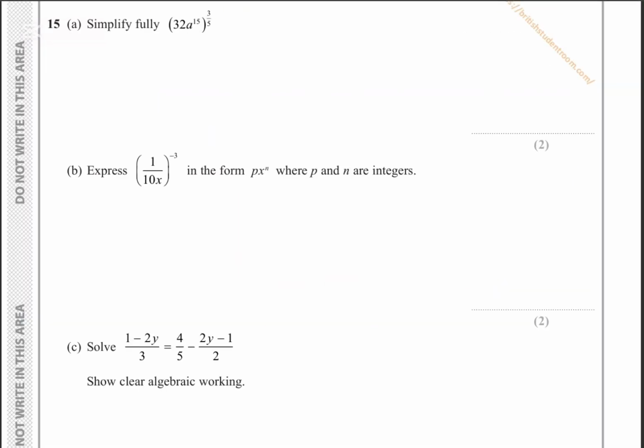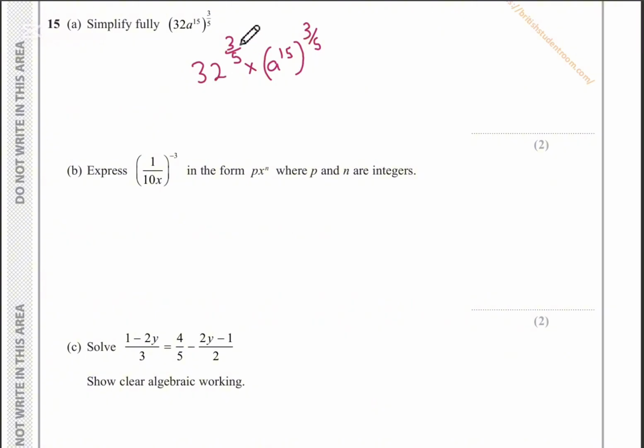Right, guys, question number 15. Simplify fully 32a to the power 15, the entire thing to the power 3 over 5. Very good question. Whenever you come across questions like this, you raise each term in the bracket to the power. That means I raise 32 to the power 3 over 5, and a to the power 15 also has to be raised to the power 3 over 5. Each term, if you had 3 terms inside the bracket, you would do it to all 3.